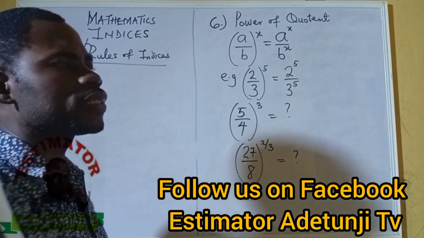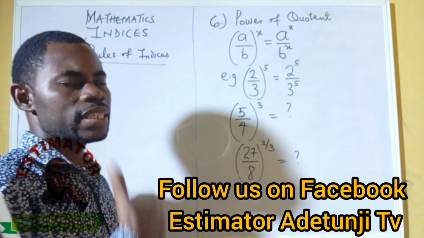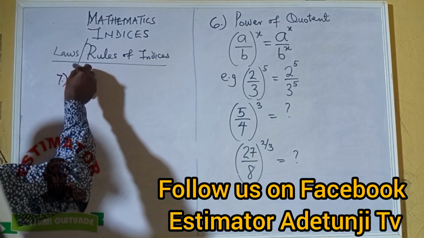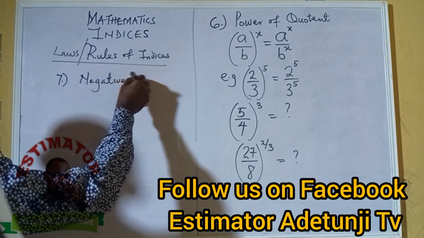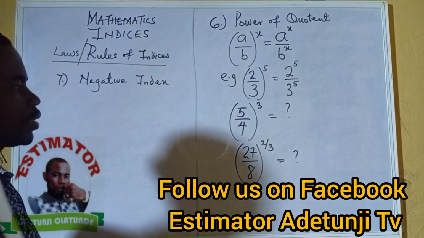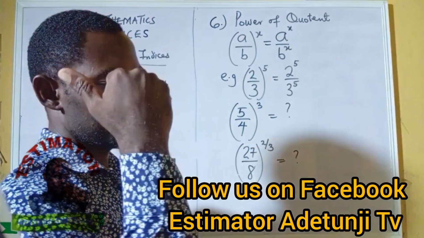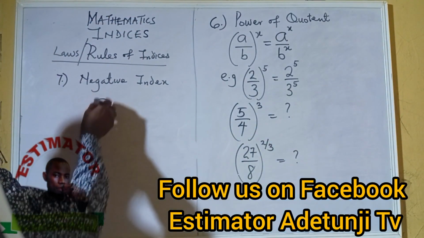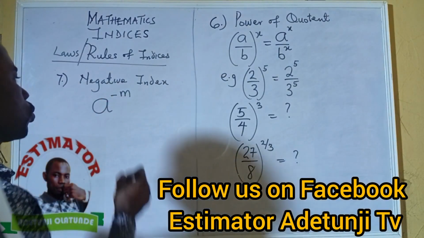I call rule number 7 negative index. Why am I calling it negative index? Because let's assume that you're having a power that is negative, or you're having an exponent that is negative. Take an instance, I'm having a exponential negative m. So what will be the result?